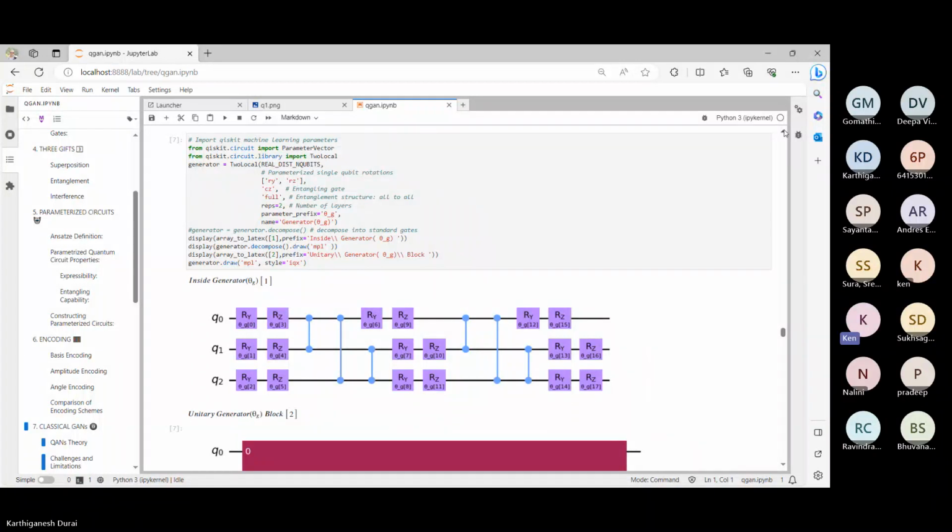And here we have our unitary generator block. So this is what our generator looks like. Okay, keep scrolling down.